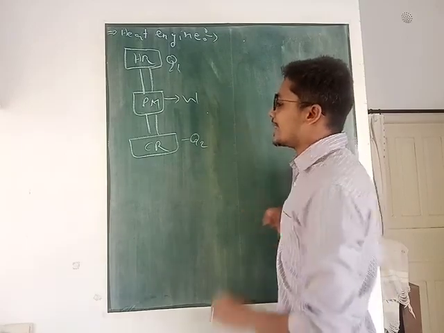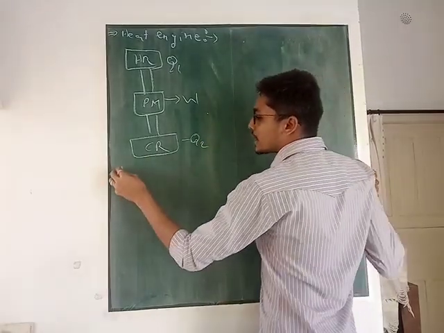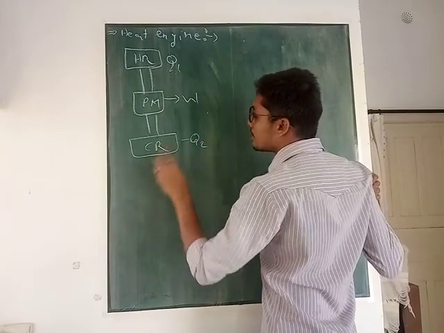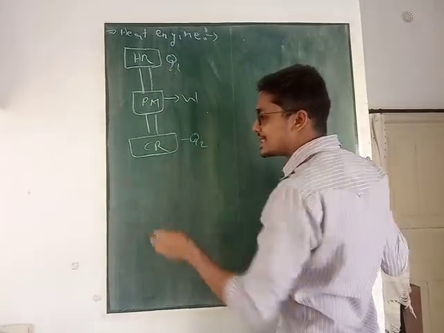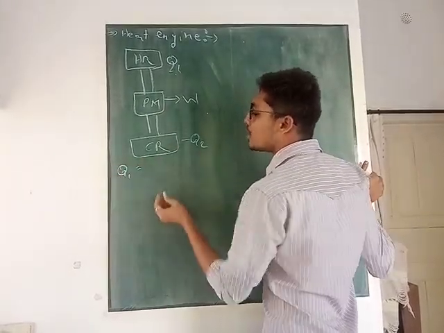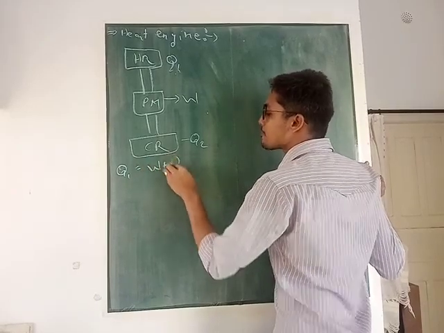So you can write here, as we know, that Q1 is the total summation of W and Q2. We can easily see that. So Q1 equals what? Q1 equals W plus Q2.